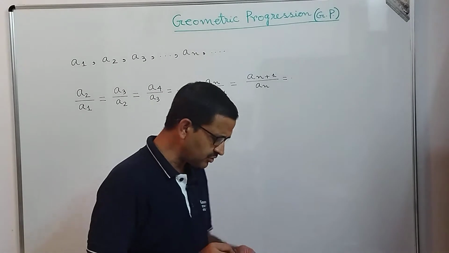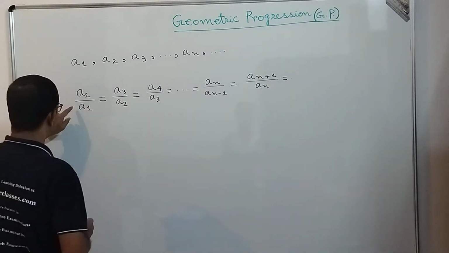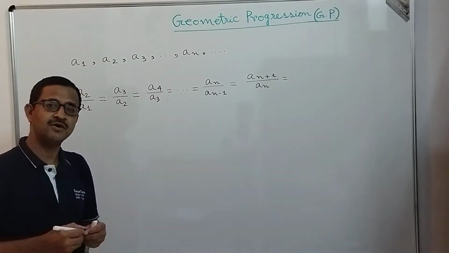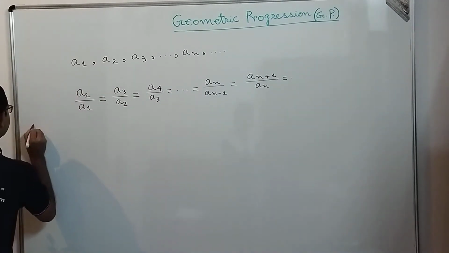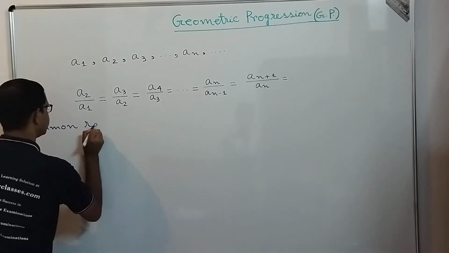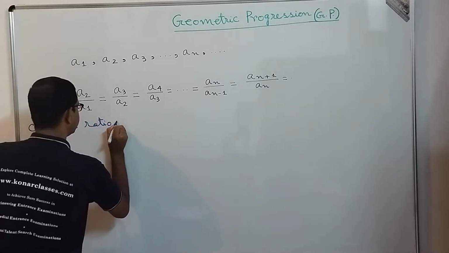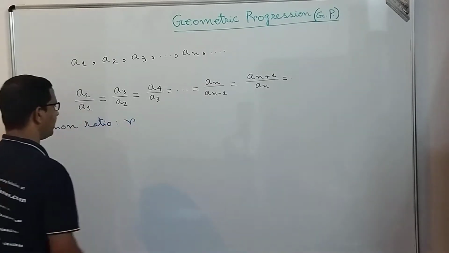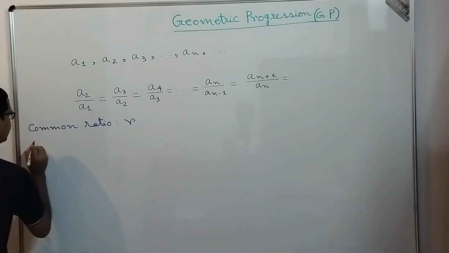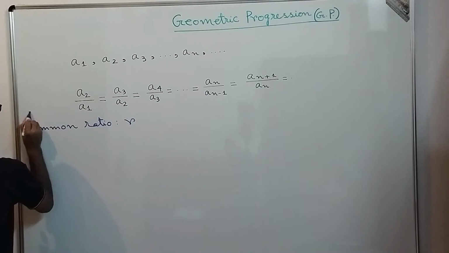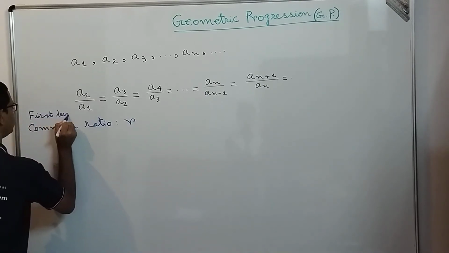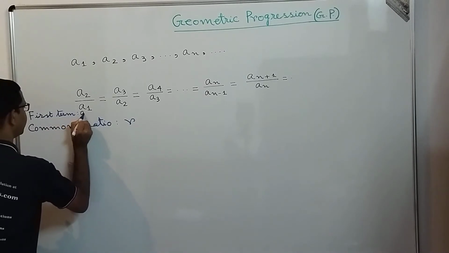So this ratio A2 by A1, A3 by A2 and like this, this ratio is known as the common ratio. Common ratio is symbolically represented by R, and obviously there is a first term. So the first term we can write as denoted by A.